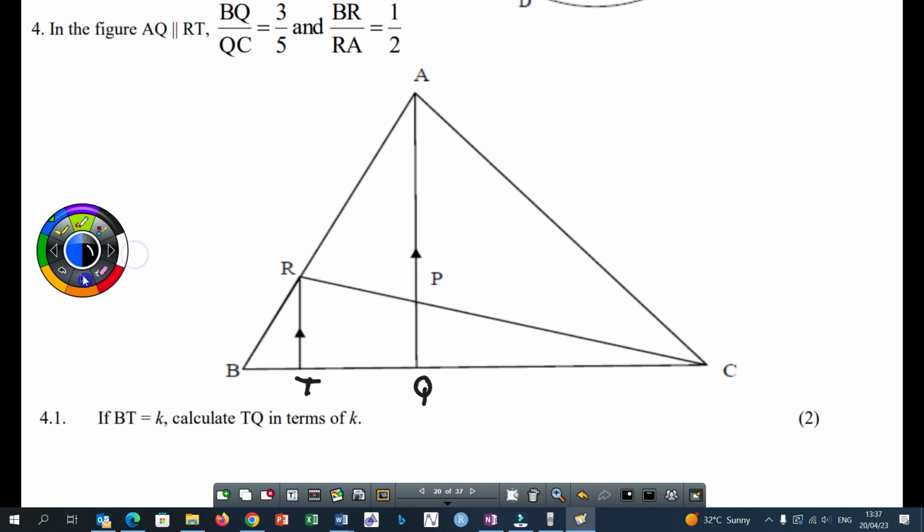Okay, so you've got your diagram. BQ is this length here, so I'm going to call it 3K. And then QC, I'm going to call it 5K, so that whole length there is going to be 5K. But I've got K already in the question, so it's not a wise idea to use K. So allow me to just remove this.